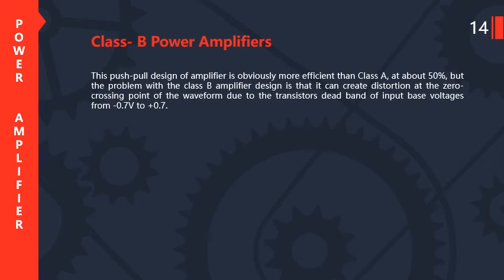This push-pull design of amplifier is obviously more efficient than the class A at about 50%, but the problem with the class B amplifier design is that it can create distortion at the zero crossing point of the waveform due to the transistor dead band of the input base voltage from minus 0.7 volt to plus 0.7 volt.